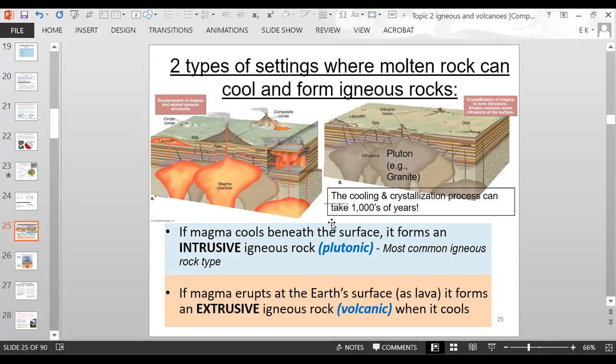So if magma cools beneath the surface, it forms what's called an intrusive igneous rock. We also call those plutonic. That's your most common igneous rock type.